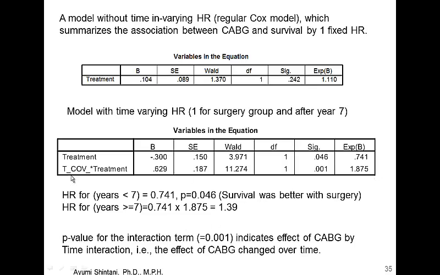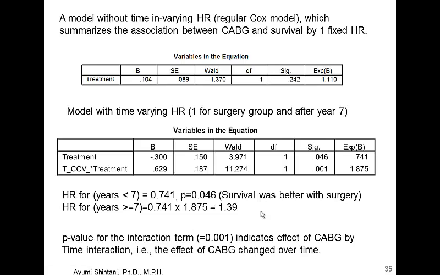The hazard ratio for this cross-product term is really the ratio between the two hazard ratios before and after 7 years. If the p-value for the cross-product term is significant, that indicates the effect of CABG changes over time. There is an interaction between CABG effect and time. In other words, we can say the effect of CABG was modified by time. We can get the hazard ratio for time after 7 years just by multiplying these two numbers, although we can't really compute a p-value for the hazard ratio after 7 years.